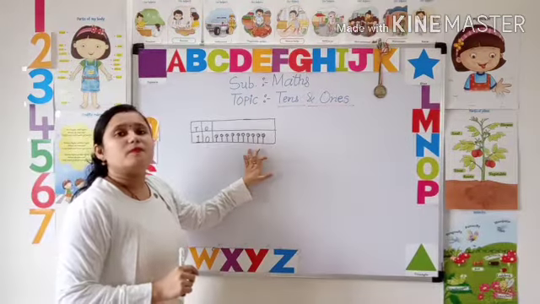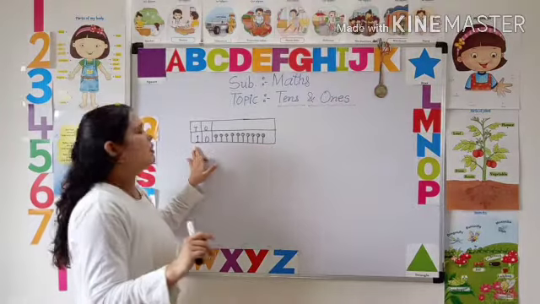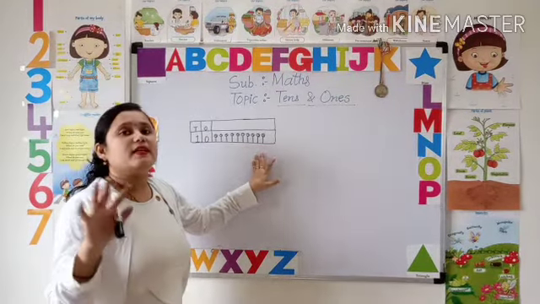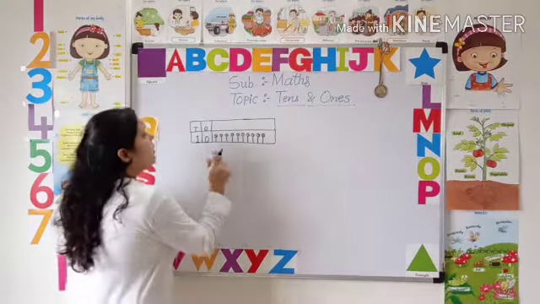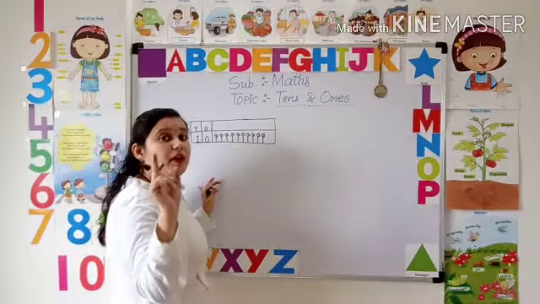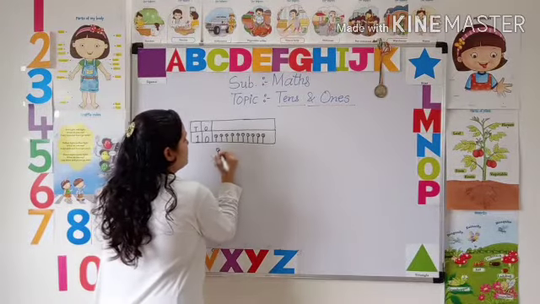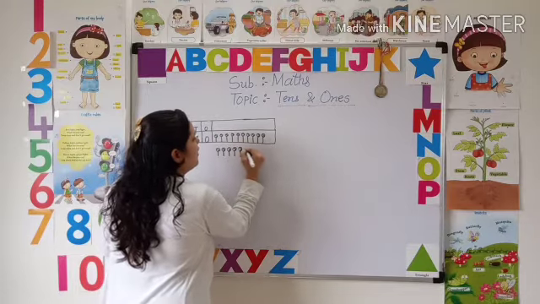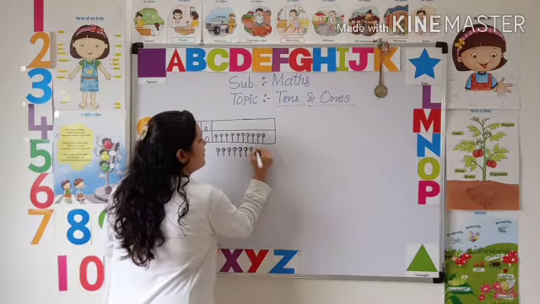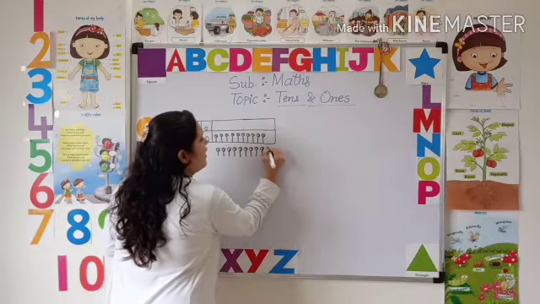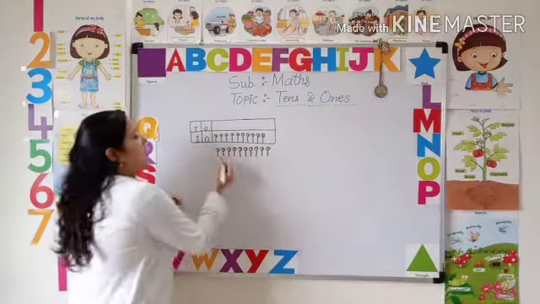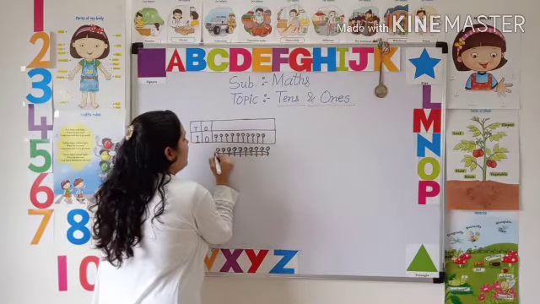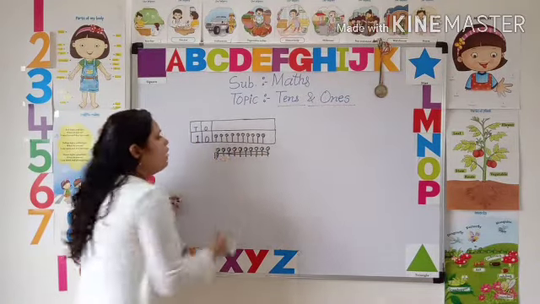Okay. How many lollipops? 10. This is number 10. And there are how many lollipops? 10. Now, I want to make a bundle of 10 lollipops. 1, 2, 3, 4, 5, 6, 7, 8, 9, and 10. Okay? Now, I will tie these lollipops together and make a bundle of 10 lollipops.